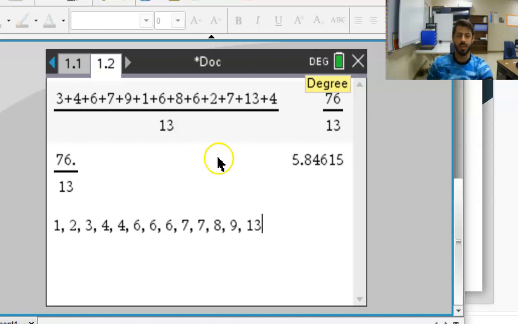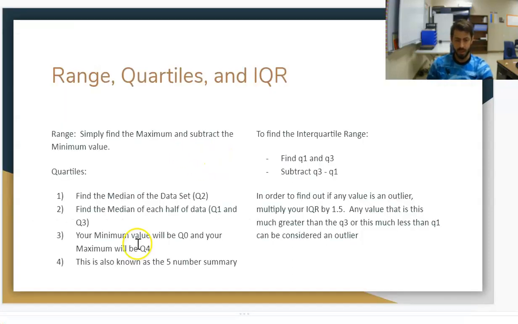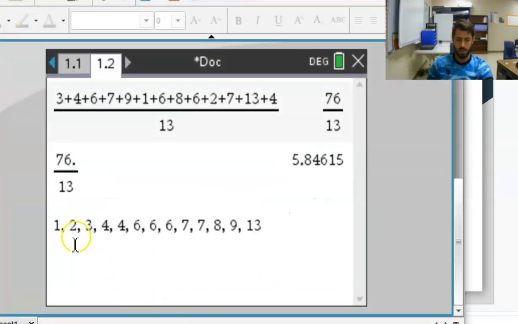Then for Q0 and Q4, or the minimum and maximum, I just look at the smallest and the biggest numbers on that list. So my Q0, or my minimum, is 1, and my maximum, my Q4, is 13. So the 5-number summary, which is something we'll refer to later, is these 5 numbers. My minimum, which is 1, my Q1, which is 3.5, my median, or Q2, which is 6, my Q3, which is 7.5, and then my maximum, or Q4, which is 13. And there's my 5-number summary. We'll get into that a little bit more once we get into the box.